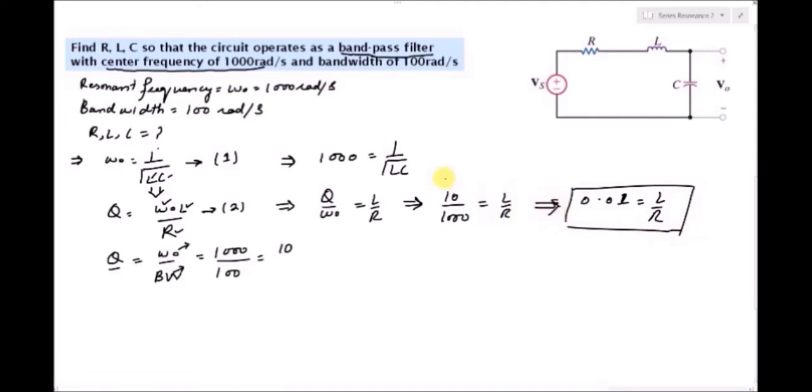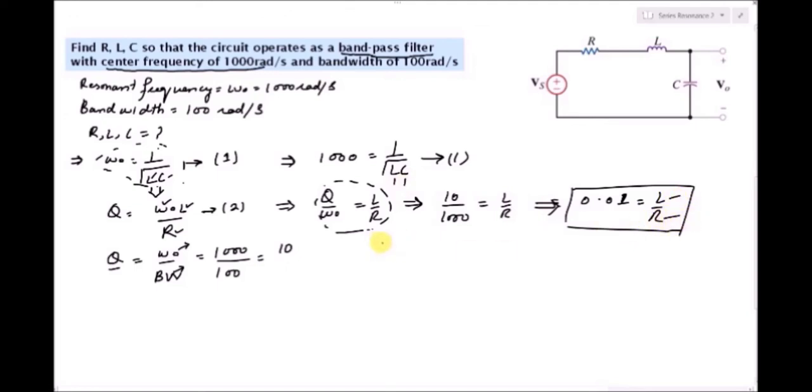So now we have two equations. The first one is from the resonant frequency formula, and the second one is from the quality factor formula. But in both the equations we have two unknown values. In the first equation we don't know the value of inductance and capacitance. In the second equation we don't know the value of inductance as well as resistor.